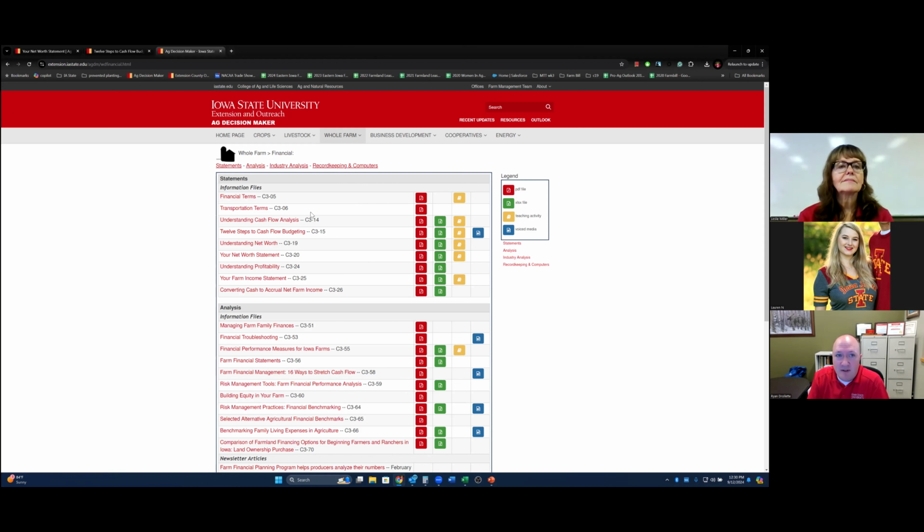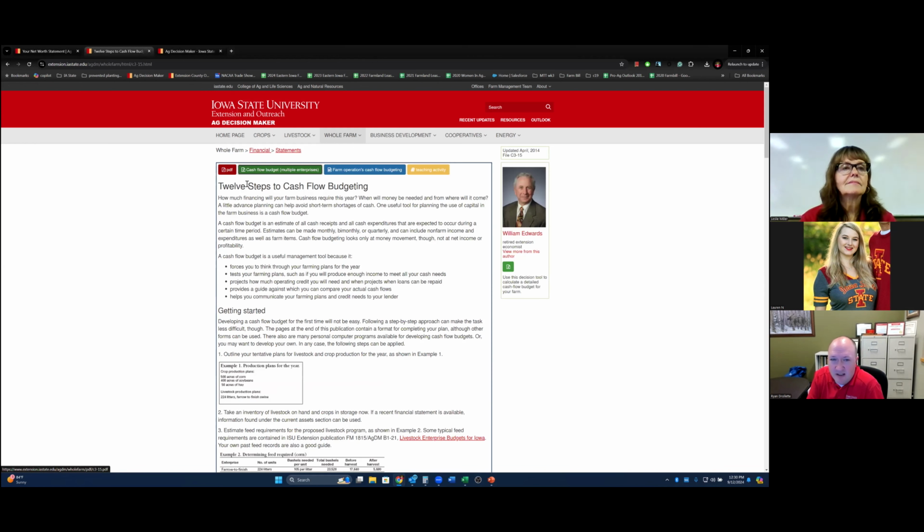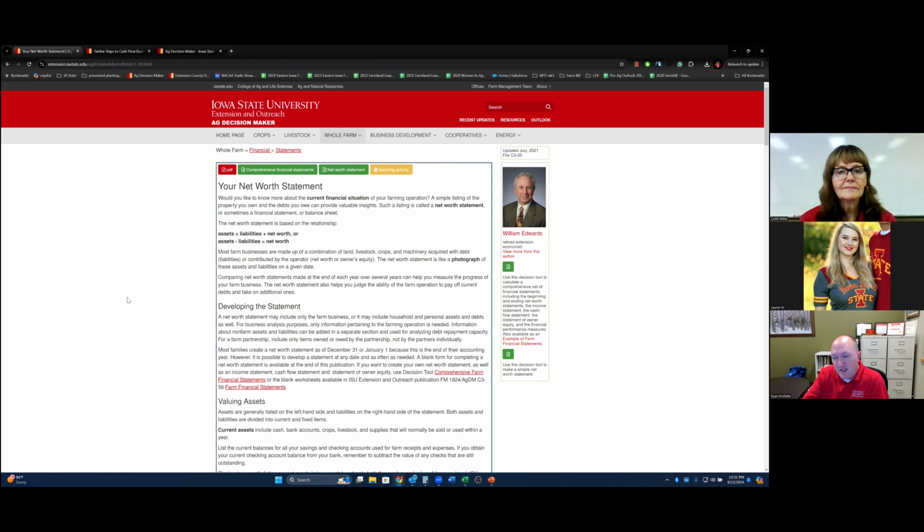So a few of the tabs that I've opened up, the 12 steps to cash flow budgeting. If I go to 12 steps of cash flow budgeting, I've clicked on it. I can get the PDF. I can go to the cash flow budget with multiple enterprises. There's even a video that we've got, as well as for community colleges that use this, there's a teaching activity as well. So going through cash flow budgeting, we're going to get there in a second. First, we're going to back up and go to the net worth statement.